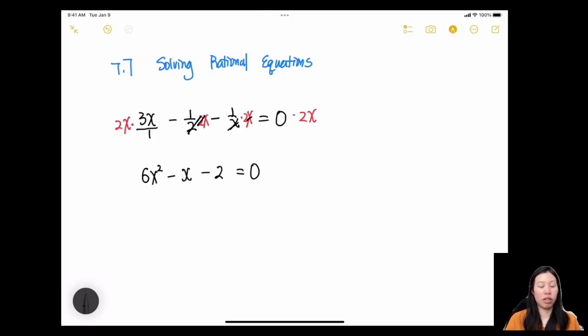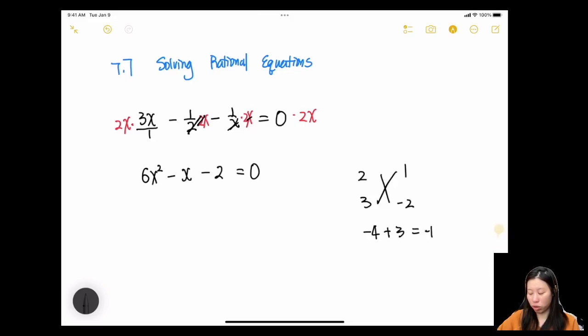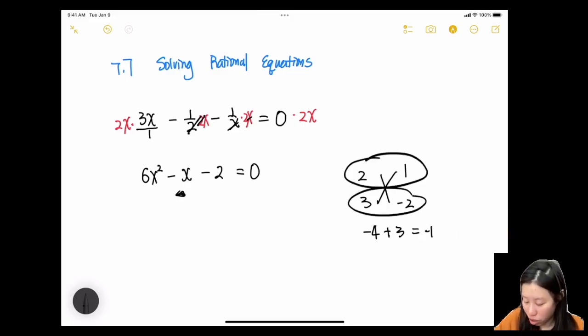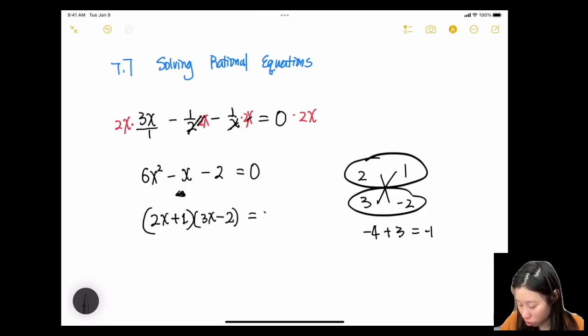Okay, so now let's try to factor this. Do you remember how to solve a trinomial? We factor it, right? So for 2 and 3, negative 2 and 1, right? Because 2 times 3 equals 6, and 1 times negative 2 equals negative 2. We cross multiply, negative 4 plus 3 equals negative 1, which is what we want here. So this is the combination that we have. We have 2x plus 1 times 3x minus 2 equals 0.